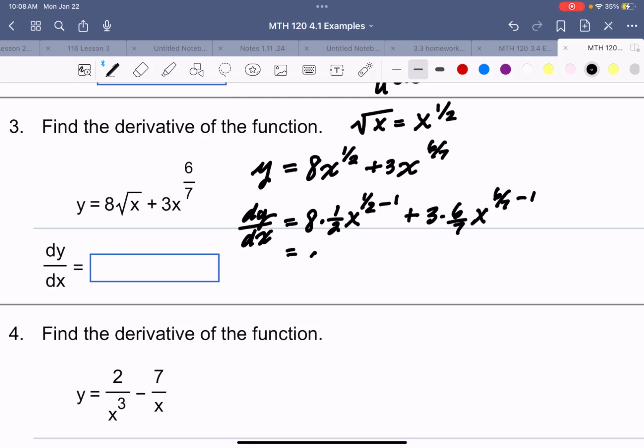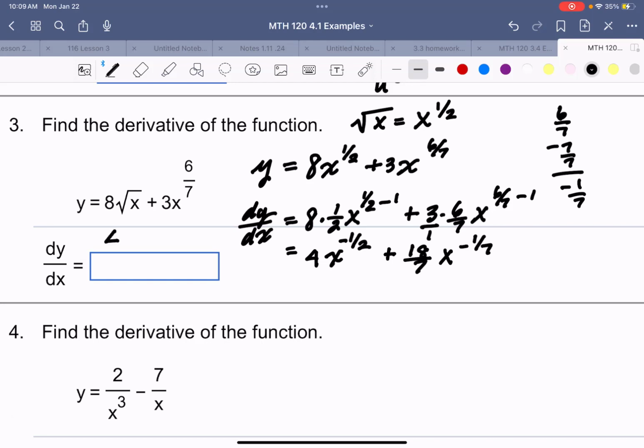So 8 times 1/2 is 4. 1/2 minus 1 is negative 1/2. Plus, here, I'm going to just multiply 3 times 6, 18 over 7, x to the negative 1/7. If you have 6 over 7 minus 7 over 7, that's what 1 is, 7 over 7, right, is negative 1/7. And so I could rewrite this, and again, my math lab may take the negative exponents, but without negative exponents, it would be 4 over x to the 1/2, plus 18/7 x to the 1/7. And both of those fractions are negative, so they both will end up in denominators.